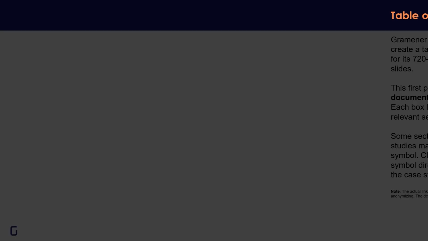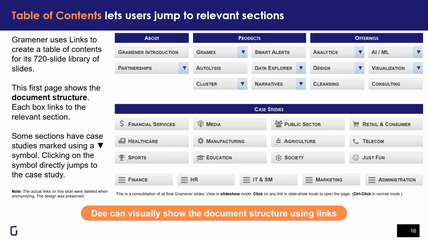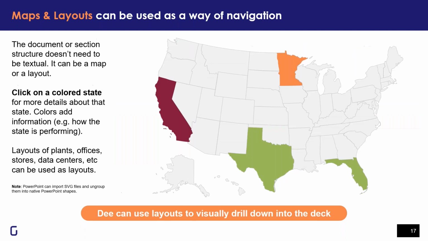The larger or more complex your presentation, the more powerful the use of a table of contents or an index. It doesn't have to be just at the beginning of the deck. It could be anywhere there's a section that needs to be structured. And it doesn't have to be text either. In fact, we can even use maps and layouts as a way of navigation by simply using the links that we had earlier and the morph transition.